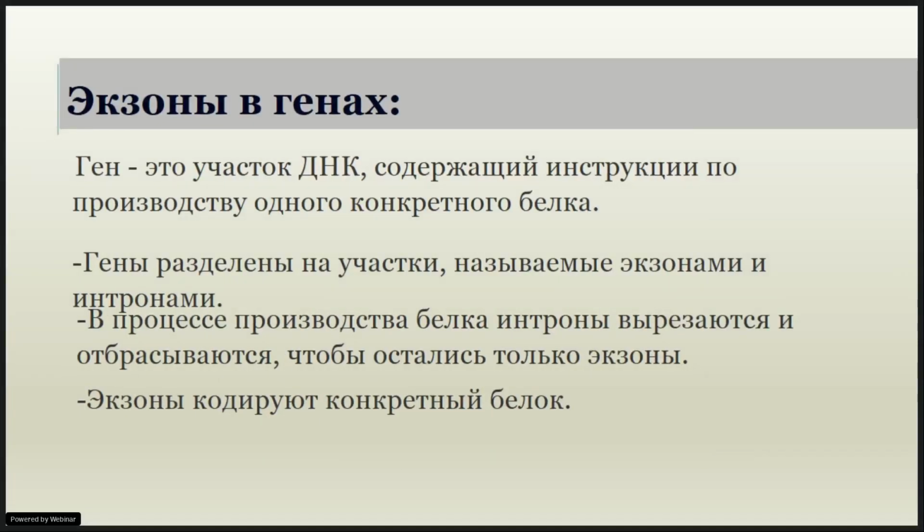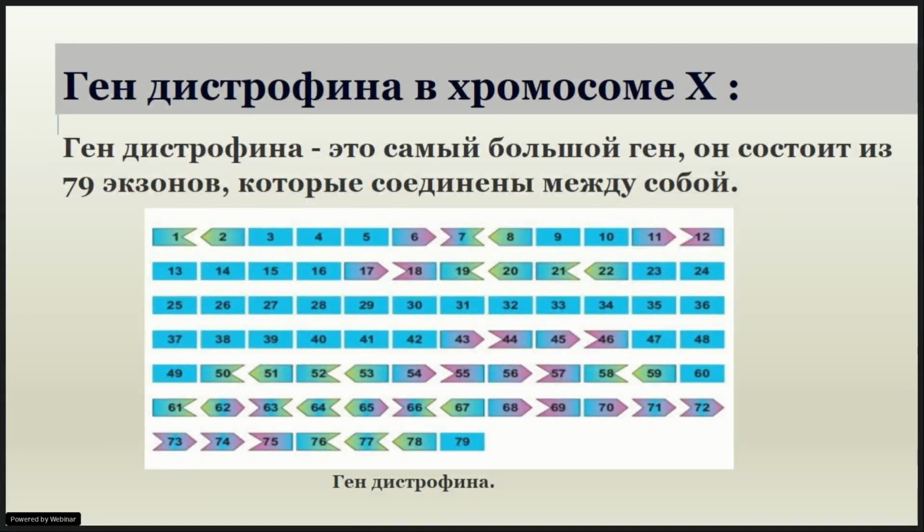Now we're gonna talk about genes and mutation, what will happen when there is a mutation in Duchenne muscular dystrophy disease. First of all, you have to know that the gene is a part of DNA that is responsible to give instruction for production of a specific protein. Genes are divided into parts called exons and introns. The introns are cut during production of protein and they leave only the exons, and the exons will code for the protein.